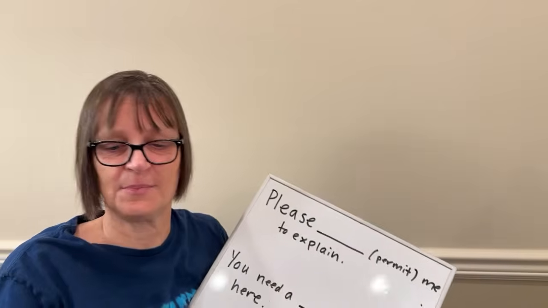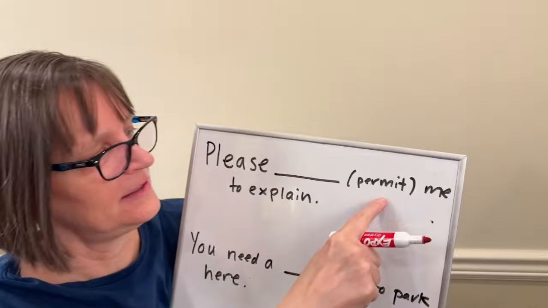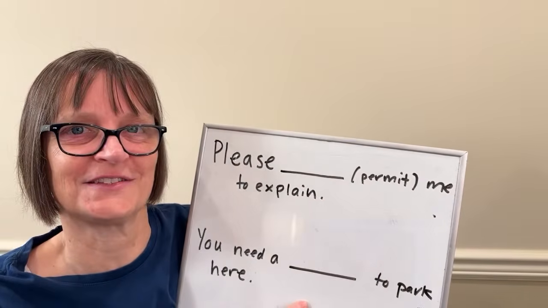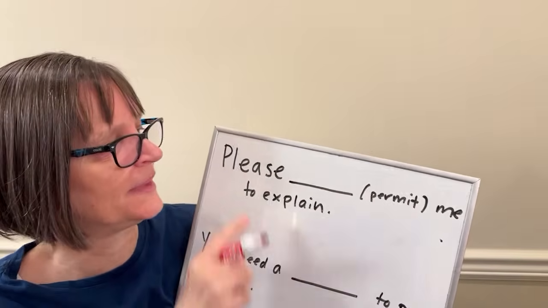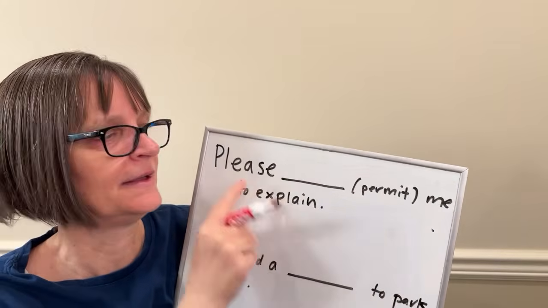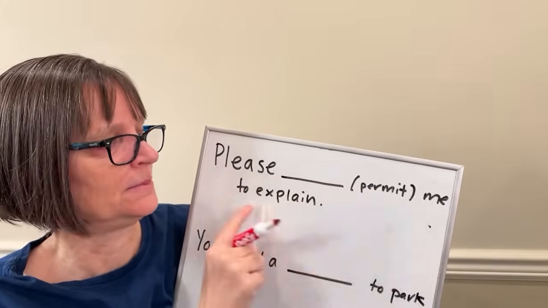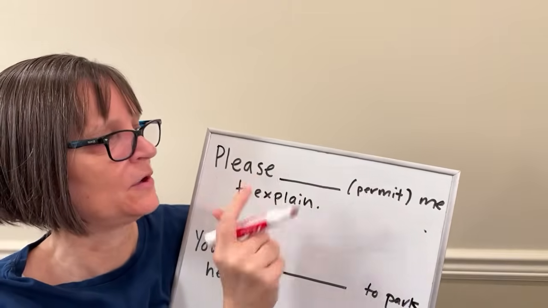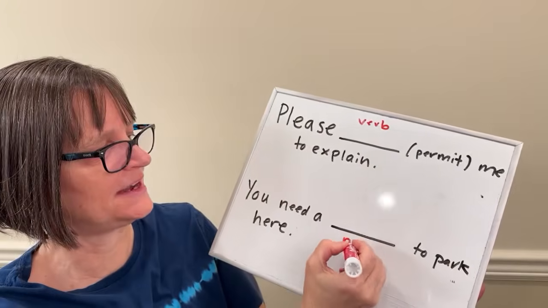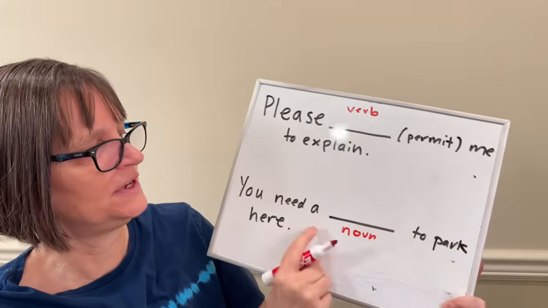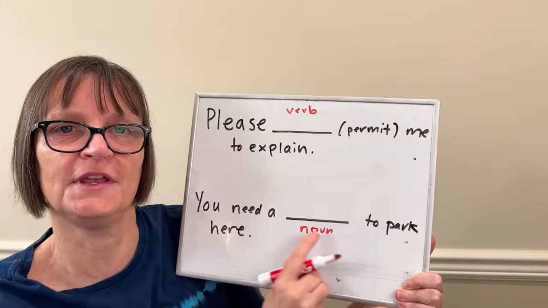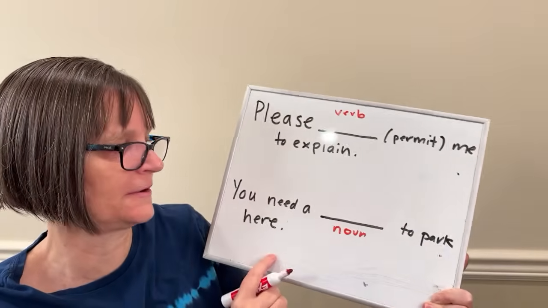Let's do another example. And again, I'm not going to say this word for you to start. I want you to be thinking about how it might work in these two sentences. So say it aloud with me. Please me to explain. Okay, so here we're using this word as a verb, and here we're going to use it as a noun. You need a to park here.